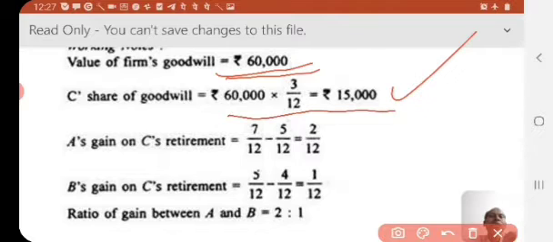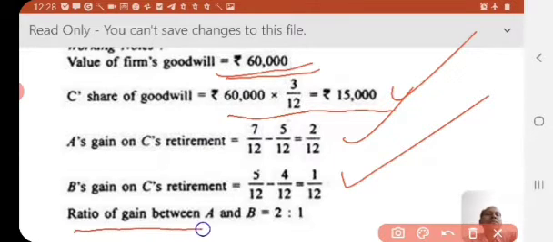A's gain on C's retirement is the new ratio 7 by 12 minus 5 by 12, which is 2 by 12. And B's gain on C's retirement is 5 by 12 minus 4 by 12, which is 1 by 12. So the ratio of the gain between A and B is 2:1.